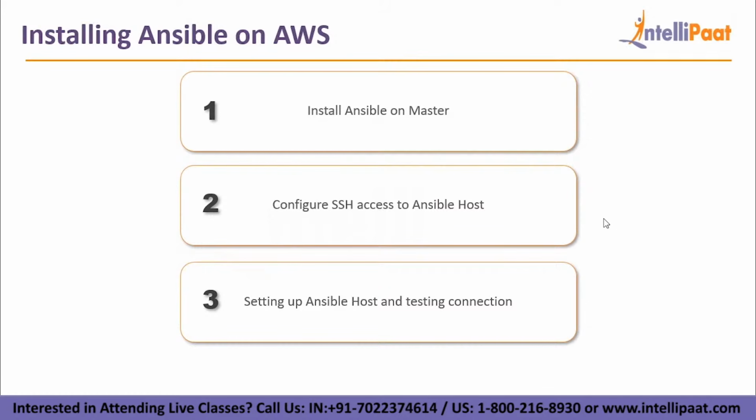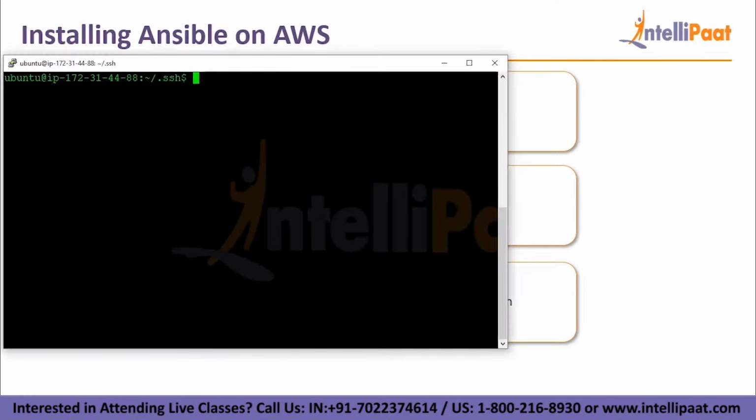Now, what is my third step? My third step is setting up the Ansible host and testing the connection. So I have SSH enabled on my master. It can easily connect to my slave now without any password and without any key. But how will Ansible connect? We'll have to configure that now.